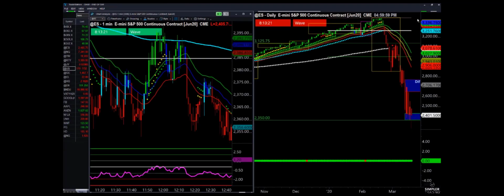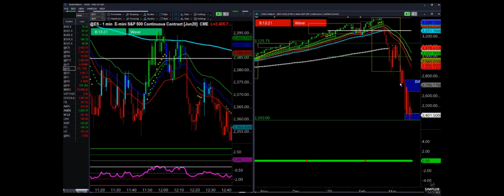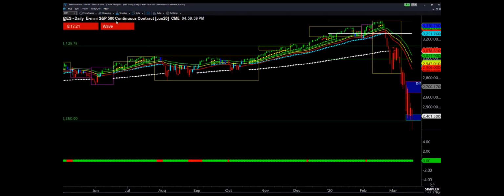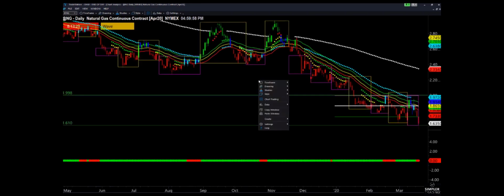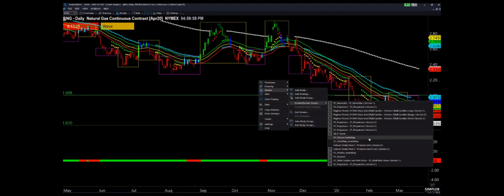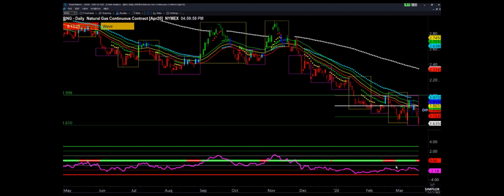Now, we also have the natural gas trade here. And partly what we wanted to do with natty gas was wait for lower lows. And boy, did we get them. Fantastic. I mean, really nice move to the downside. Brand new lows, by the way, in natty gas.